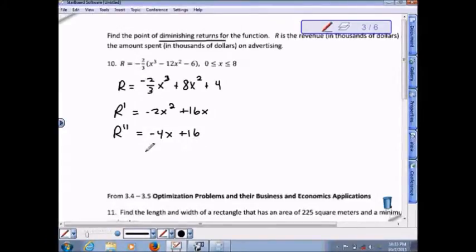Now this is going to equal 0 when x is equal to 4. Now first let's just check that's in the specified domain. X can be anything between 0 and 8, where 8 is in thousands. These are in thousands of dollars, so this represents a value of $4,000. Now just to check that this really is a point of diminishing returns, we have to check that the graph is switching from concave up to concave down.